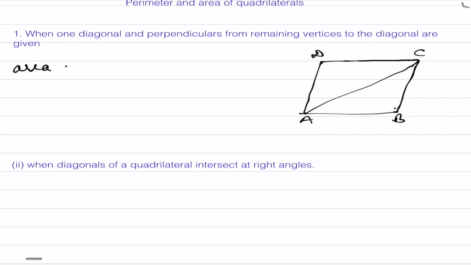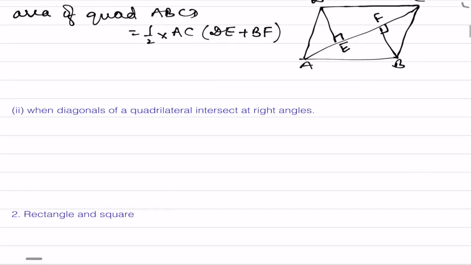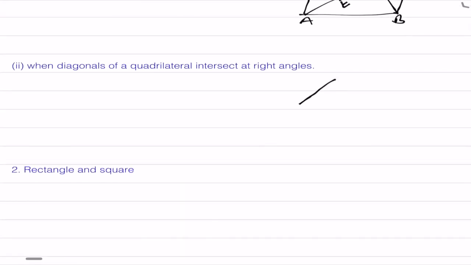Then the area of this quadrilateral is half into the diagonal, whatever. Now in this figure I have taken diagonal AC, so half into AC into the sum of these two perpendiculars which are falling on this diagonal, so DE plus BF. So this is the area of the quadrilateral when one diagonal and the two perpendiculars from the remaining two vertices on this diagonal are given.